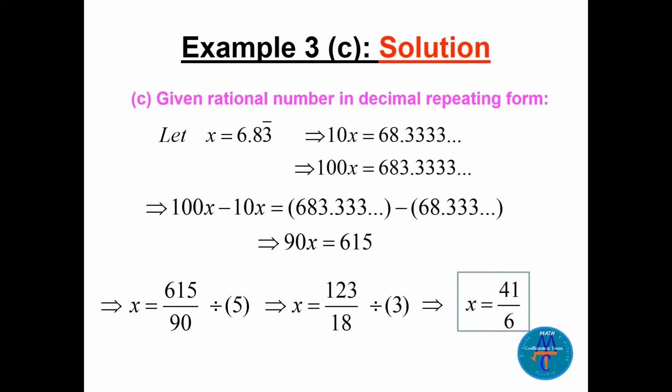So 683 minus 68, which is 615. So x will be 615 divided by 90. Try to simplify it, divide by 5 up and down. So I get 123 divided by 18. Divide by 3 again up and down, you get 41 over 6. Look at this nice fraction, really nice. 41 over 6. If you divide that, you will get 6.833333, all repeated after that.